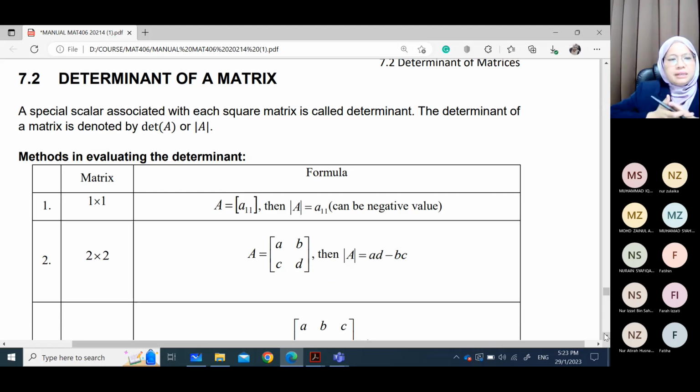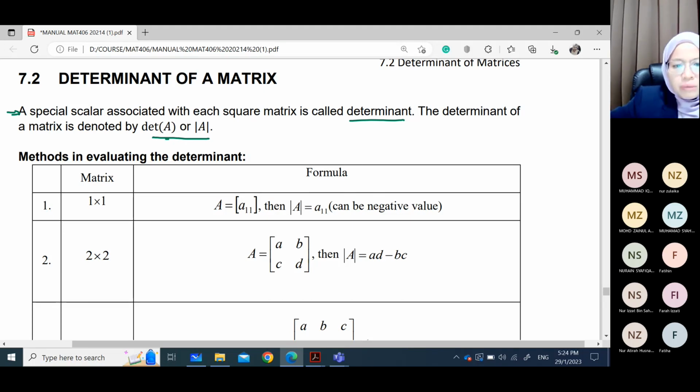Okay, so next kita ada determinant of a matrix. Okay, so determinant of matrix. A special scalar associated with each square matrix is called determinant. So the determinant of a matrix is denoted by det A or |A|. So ini adalah definition ataupun notation for determinant of matrix. So bila you jumpa |A|, dia adalah determinant of a matrix ataupun absolute of A. Ini kita panggil sebagai determinant.